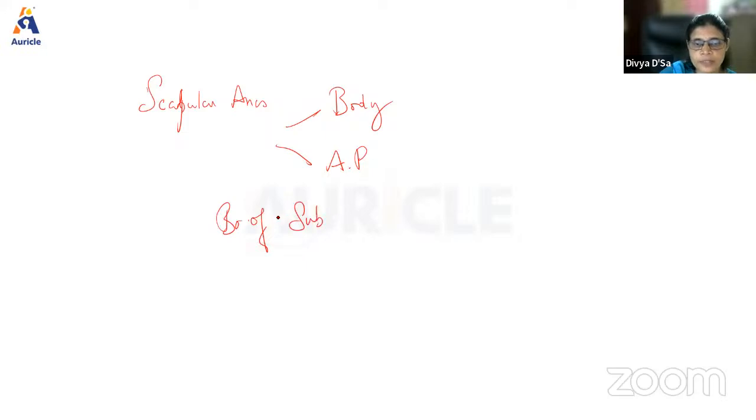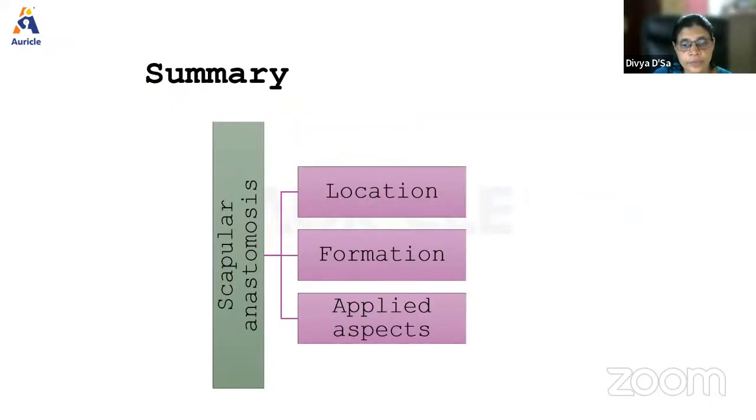So you will mention scapular anastomosis, and that it takes place at 2 sites, the body and the acromial process. Basically it is between the branches of the subclavian, the first part of the subclavian, and the second or third part of the axillary artery. You will mention which are the contributing arteries there.